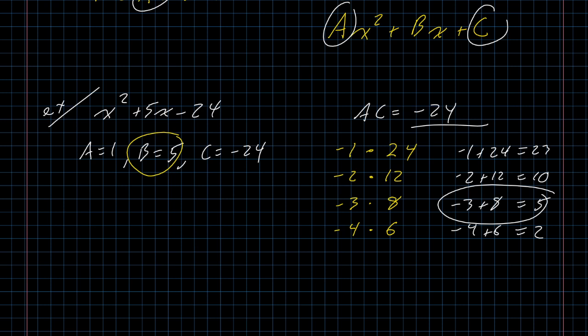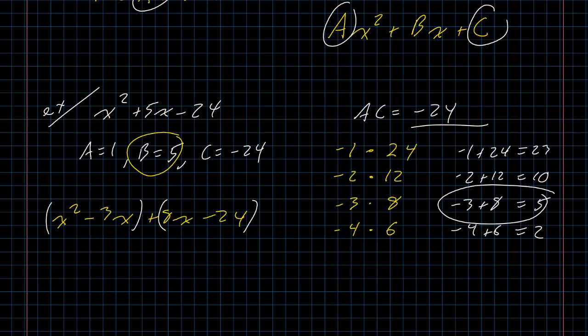So I'm going to expand out, rewriting my polynomial. Instead of writing it as x squared plus 5x minus 24, I'm going to write it as x squared minus 3x plus 8x minus 24. Now I have gone from having 3 terms to having 4 terms. And once I have 4 terms, I can factor by grouping.